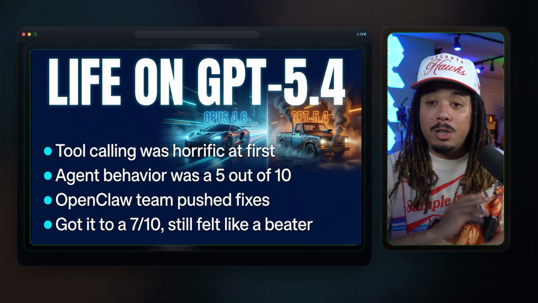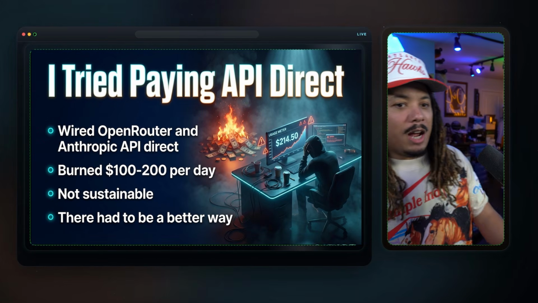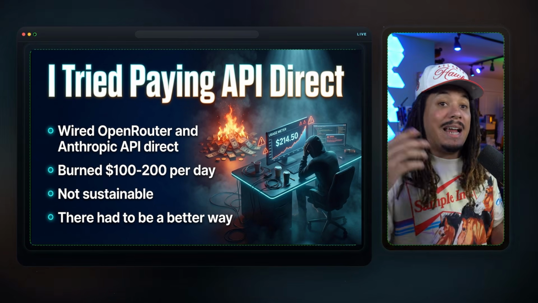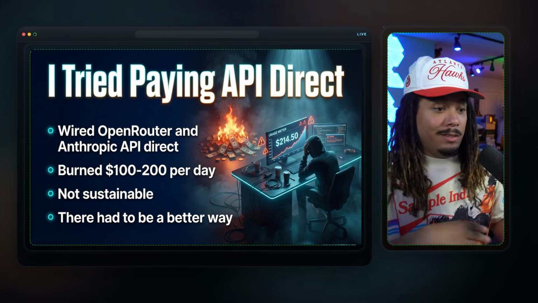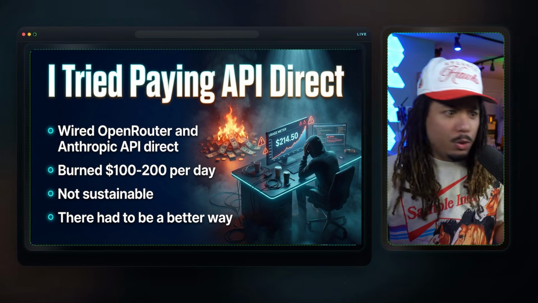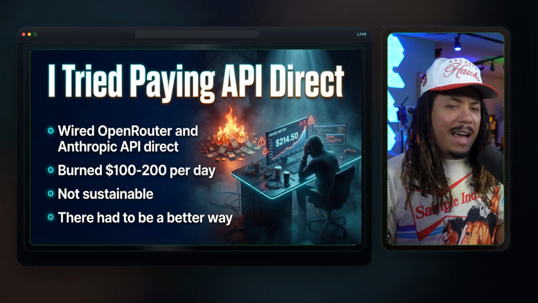Where you just tell him to do something and he gets it done. So I tried paying for the API. I knew it wasn't going to work, but I did it because I needed to get things debugged. Ended up spending $100 to $200 per day to do that. And I hated it, but I knew there had to be a better way.